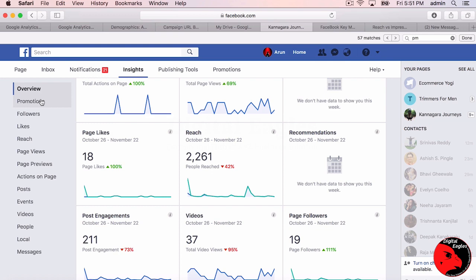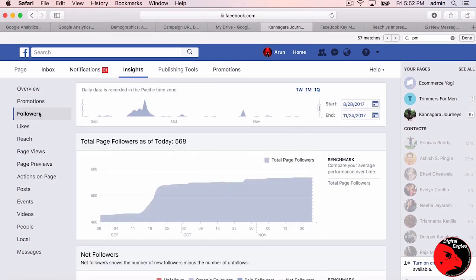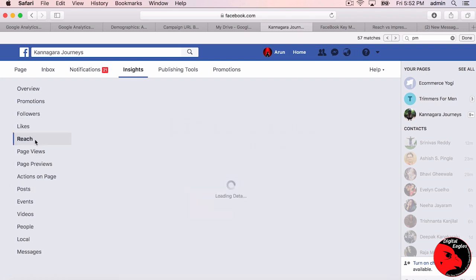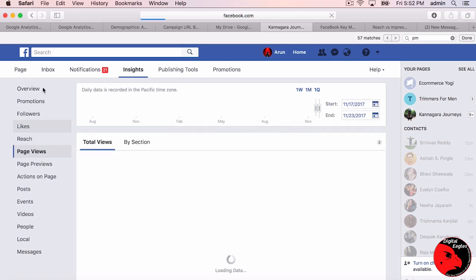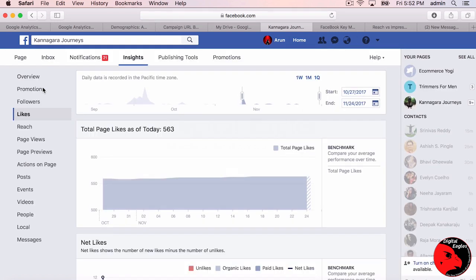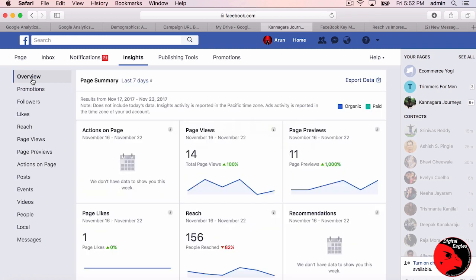And it has a list of promotions which you have done, followers which you have acquired over the period of 1 month or 1 quarter or 1 week. Then you can find out the reach, likes. So it's pretty extensive, and everything you need to understand how your Facebook page or your company's Facebook page is performing when it comes to marketing is present here.